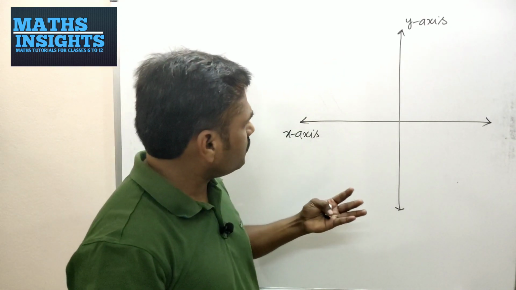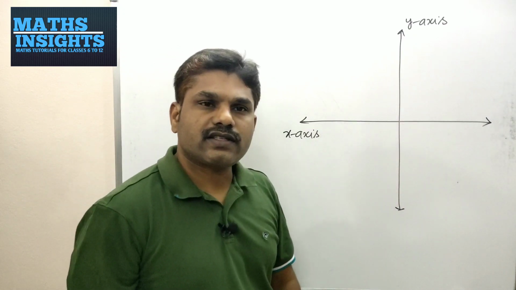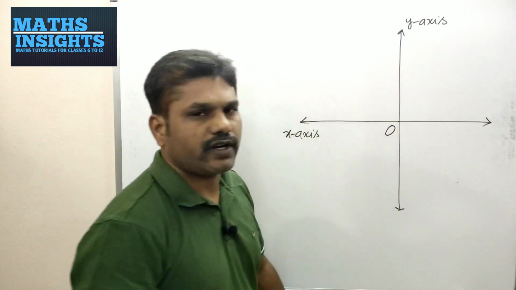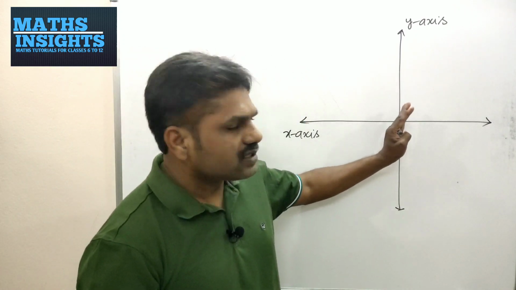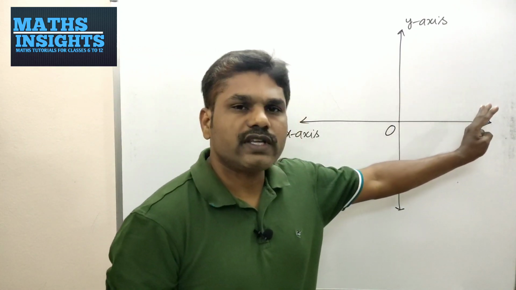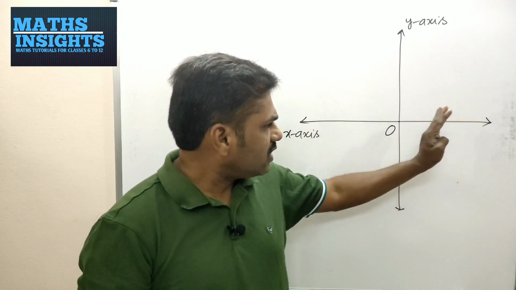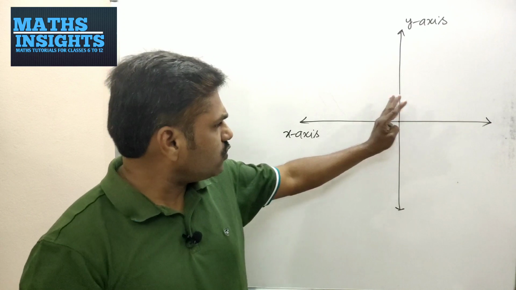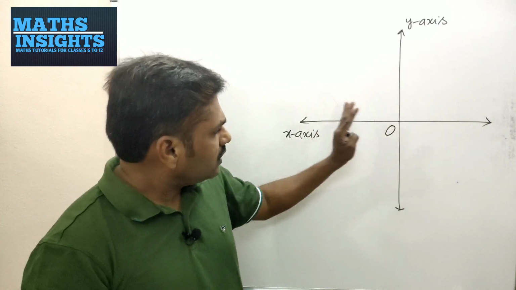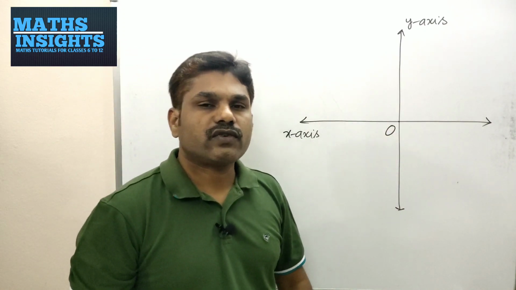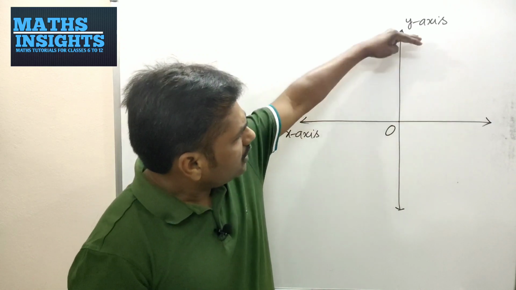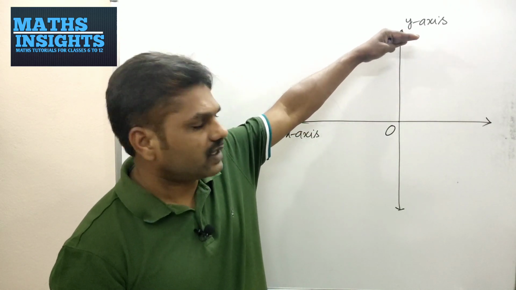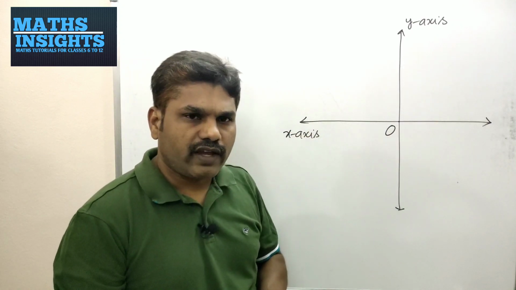The meeting point of the x-axis and y-axis is called O. The x-axis which is to the right side of O is called the positive x-axis. Why? Because there will be positive numbers, and if you go to the left side of O, there will be negative numbers for the x-axis. Similarly, the upper part of the y-axis is called the positive y-axis and this is the negative y-axis.